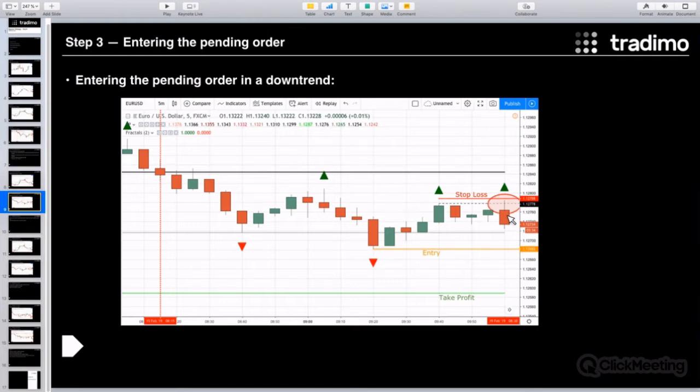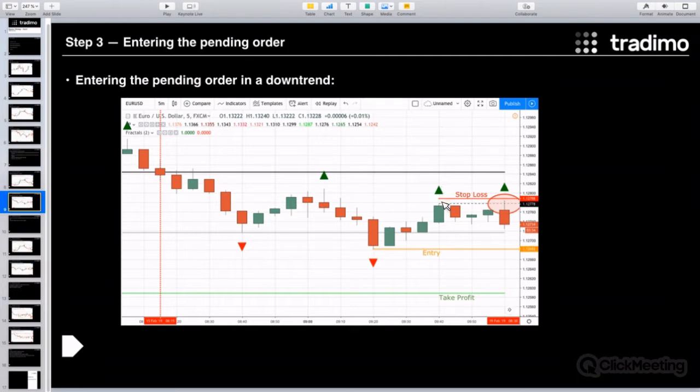And for the pending order we need, of course, again the entry level, and the entry level in a downtrend is the last confirmed down fractal. We can see here, this is the last down fractal. It is already confirmed, and this is our entry level. The stop loss level is the last confirmed up fractal. So you can see this up fractal here, and this is our stop loss.